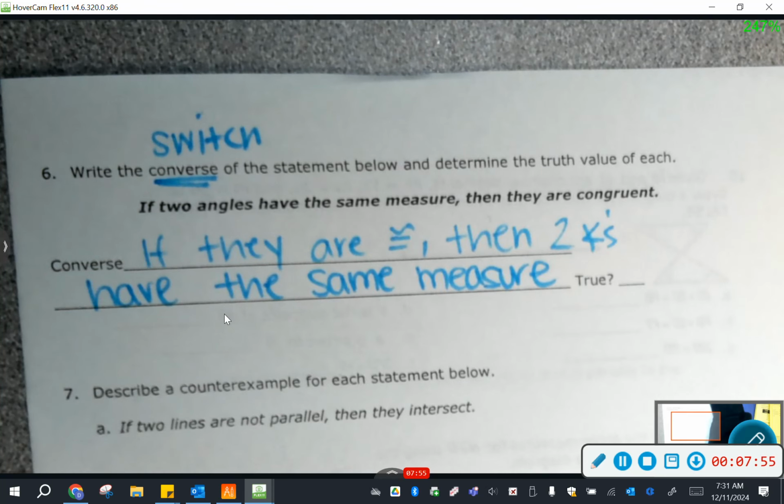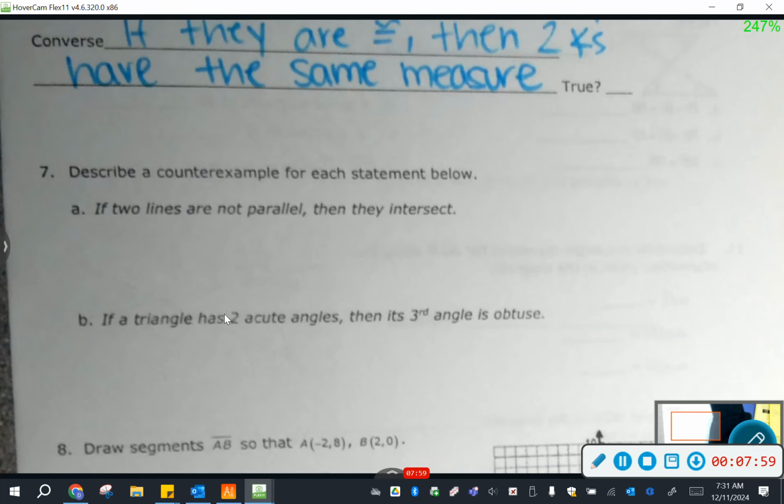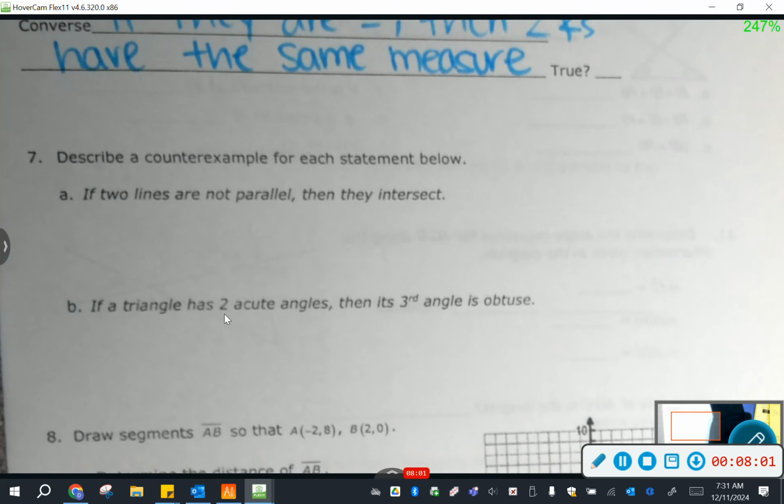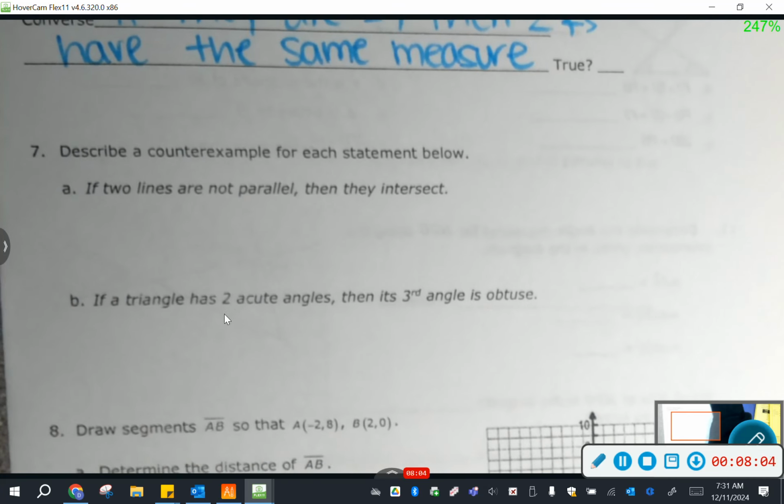Perfect. What does this word counterexample mean? It's something that proves it wrong, right? What is something I could do? So I'm going to do the first one.